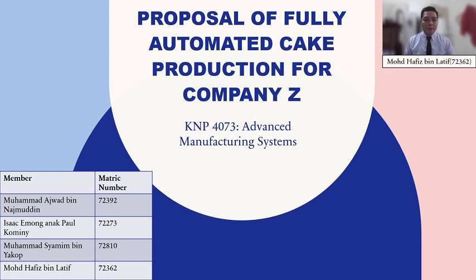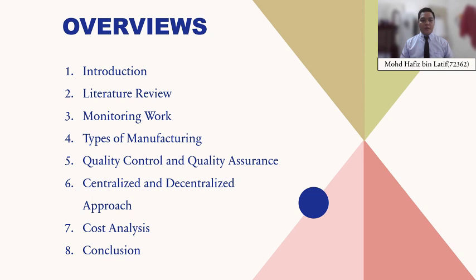Today our group will present our group project, which is the proposal of fully automated cake production for Company Z. As you can see on the left side of the slide are our group members: Muhammad Ajwad bin Najmuddin, Isaac Emong anak Paul Komini, Muhammad Syamim bin Yakop, and myself, Muhammad Hafiz bin Latif.